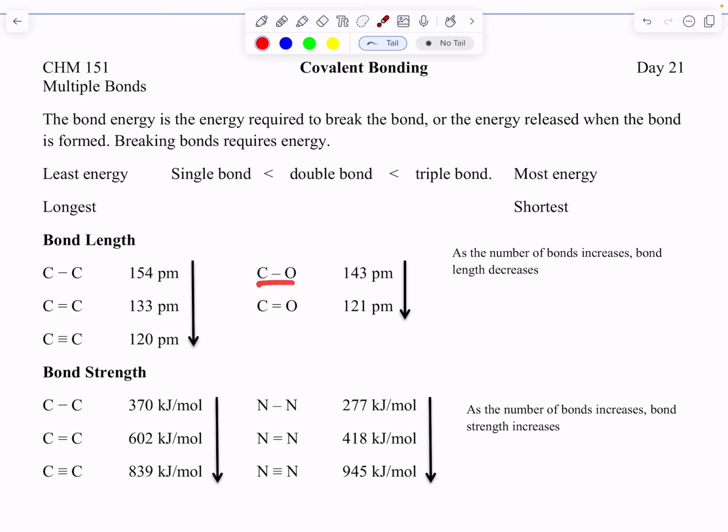Same thing with carbon single bonded oxygen to carbon double bonded oxygen. I mean, that's 22 picometers, all right? Now, the other thing is, the more bonds, and this kind of makes sense, they're stronger. So not only the bond length, as we get more connections, it shortens, the atoms get closer together, but that also becomes stronger. And that kind of makes sense, doesn't it? And if you look, it's a significant increase. And so as we increase the number of bonds, the strength goes up. And that's just good information.